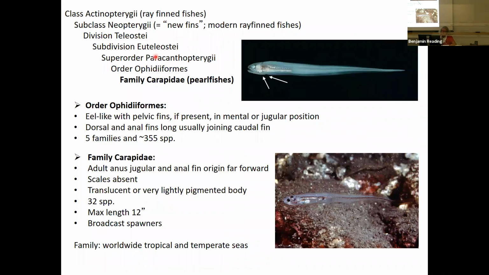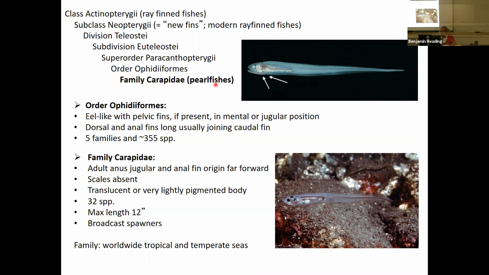Another family, actually, Carapidae. Now, I'm going to tell you that having a jugular anus is not unique to Aphredoderidae. These things have a jugular anus as well. However, the difference is this. Look at this. This thing has a very long, slender body with a jugular anus. We call it eel-like. Pelvic fins are right up here, very near the head, sometimes even under the chin. But they are eel-like with a jugular anus.